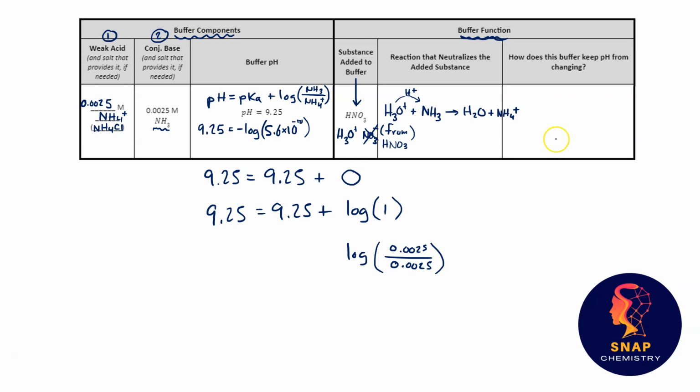How does this buffer keep the pH from changing? This is just a written description of what you're seeing here in this equation. So you would start by saying that the H3O+ from the HNO3 is converted to water when it reacts with the NH3, the basic component of the buffer. So that's what this buffer is made of in terms of components, and that's how it will function, at least when HNO3 is added. Thanks a lot for watching.